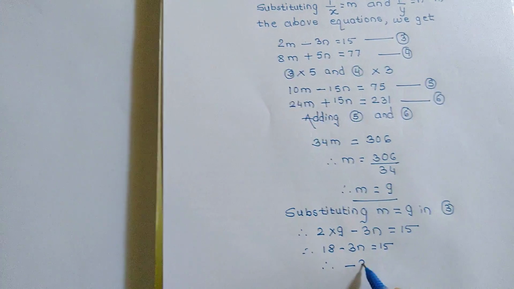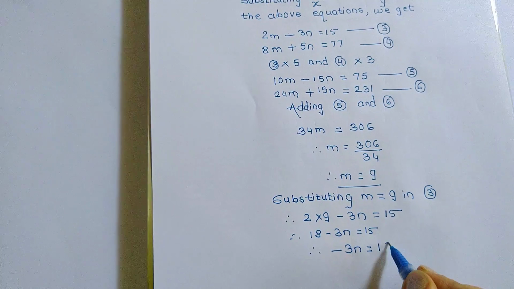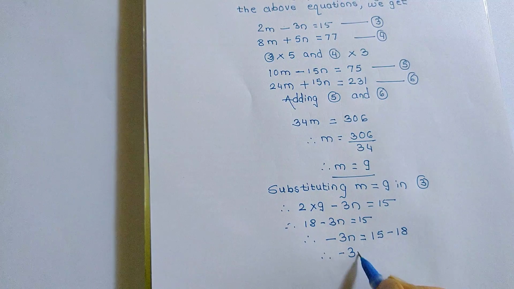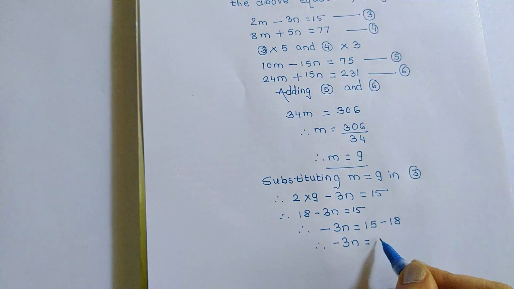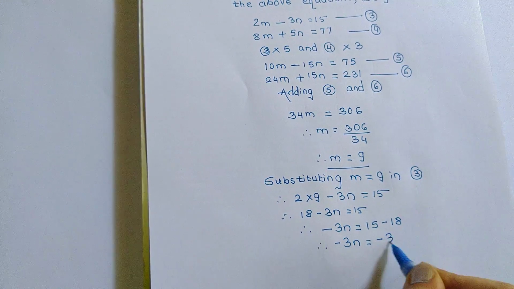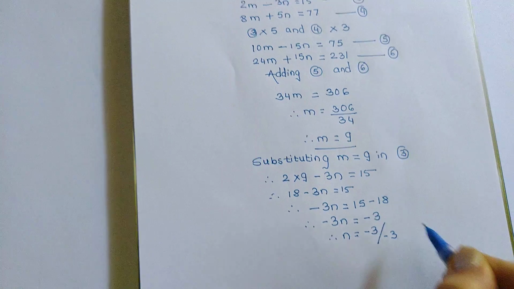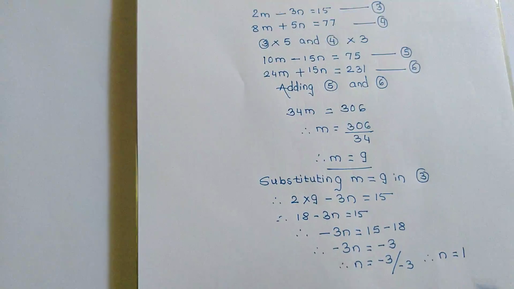So therefore minus 3n is equal to, 18 will be transferred to the other side of equal to, its sign will change. So therefore minus 3n is equal to, from the smaller number you are subtracting the greater number, so 15 minus 18 is minus 3. So therefore n is minus 3 by minus 3. Therefore the value of n is 1. Now we have got the value of both the unknown variables m and n.